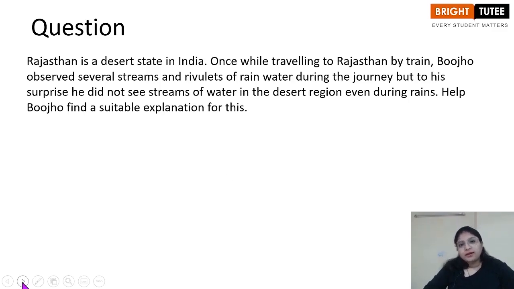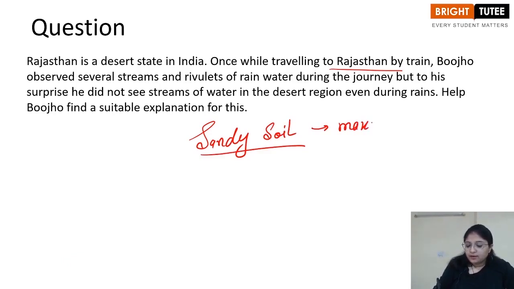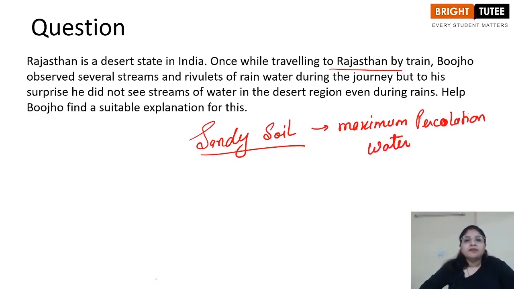So, a suitable explanation for this is that Rajasthan, being a desert, has sandy soil. And we know that sandy soil has the maximum percolation rate, right? And because of this reason, when the rain falls on this sandy soil, percolation of water takes place quite quickly and the water reaches the underground, and that's the reason why you do not observe rivers and rivulets in the desert, right? So sandy soil is the reason behind this particular phenomenon.